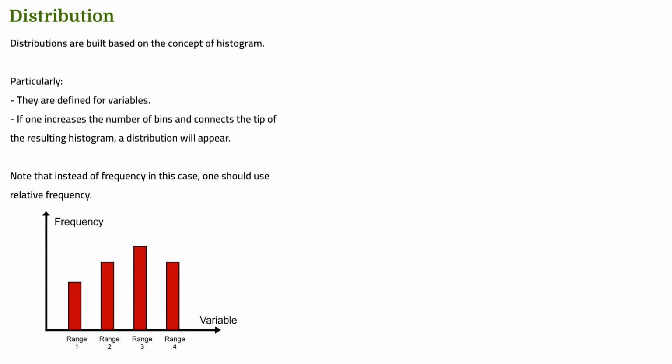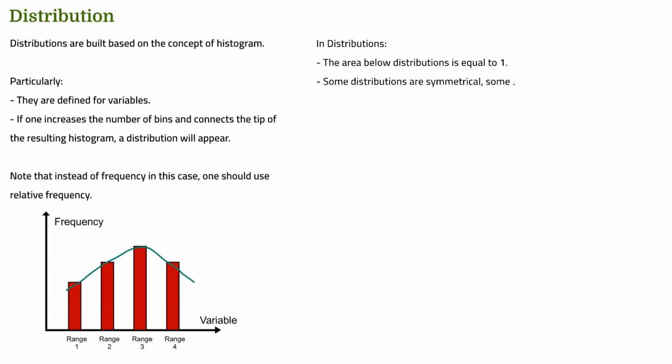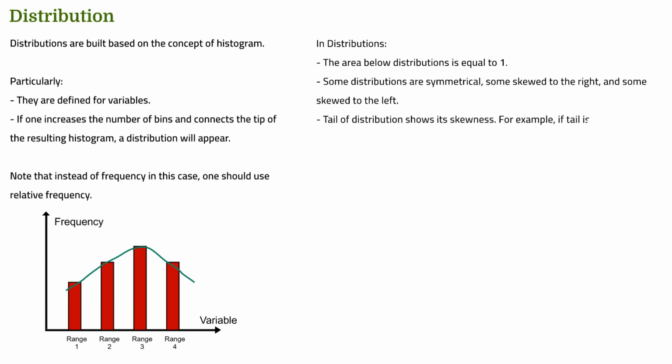Here's the case of a frequency table. If you connect the tops of the bins, a distribution will appear. In distributions, the area below the distribution is equal to 1. Some distributions are symmetric, some skewed to the right, and some skewed to the left. The tail of a distribution shows its skewness. For example, if the tail is on the right, it is skewed to the right.